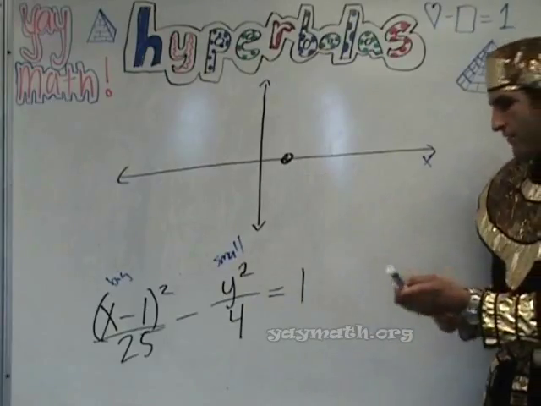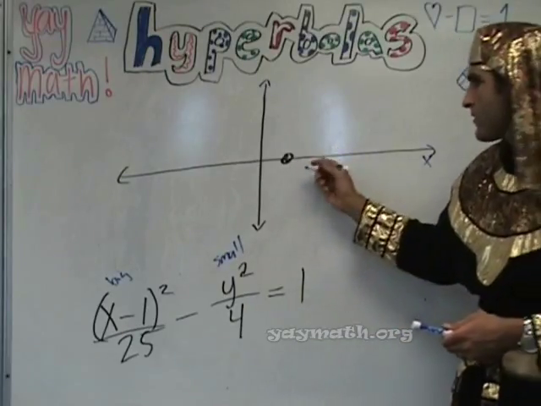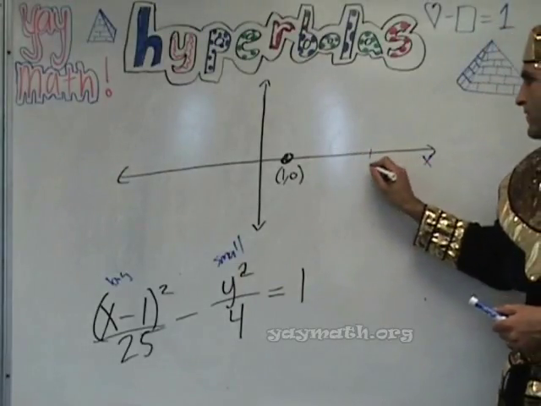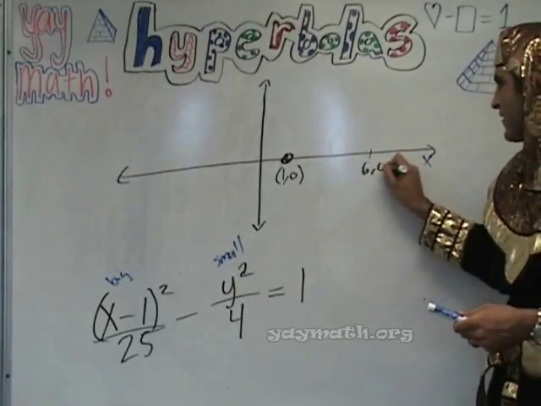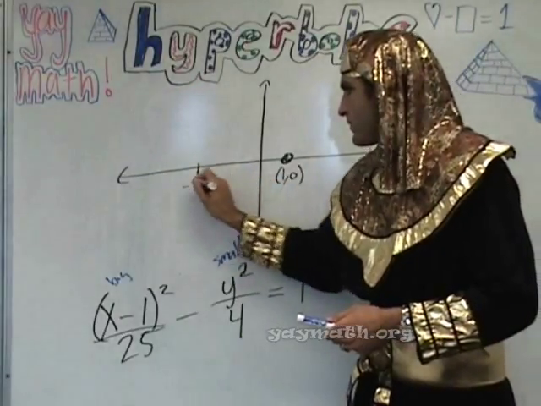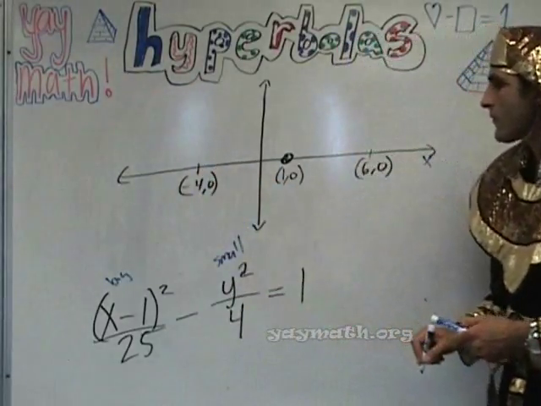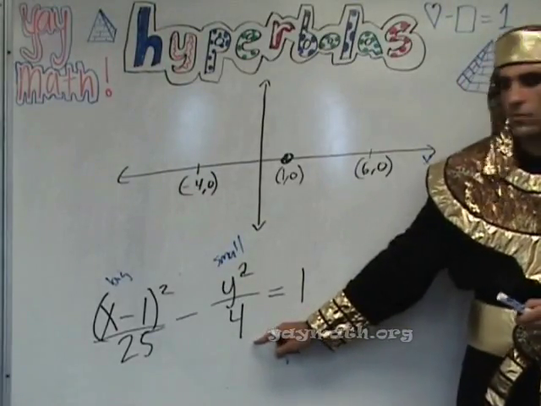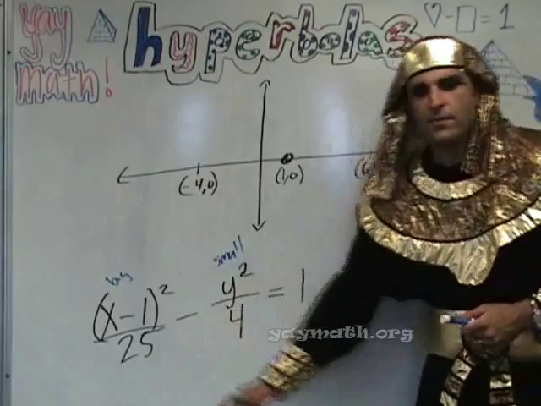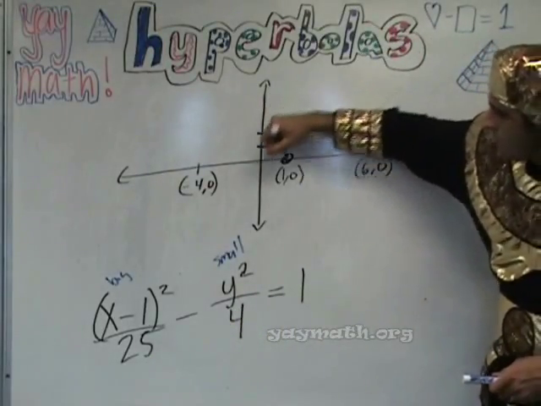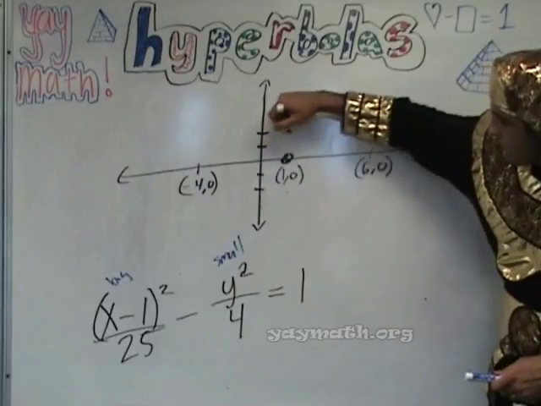5. Bravo. Let's put it down. So this is 1, 0. Then 6, 0. And then negative 4, 0. Then you would go up and down whatever's under the 1. Yes, up and down. And that's 2, because it's the square root of 4. So you go up 2 and down 2. Up 2, down 2.